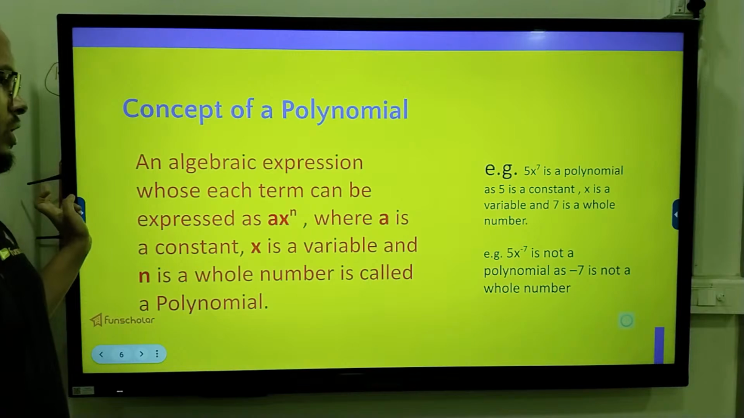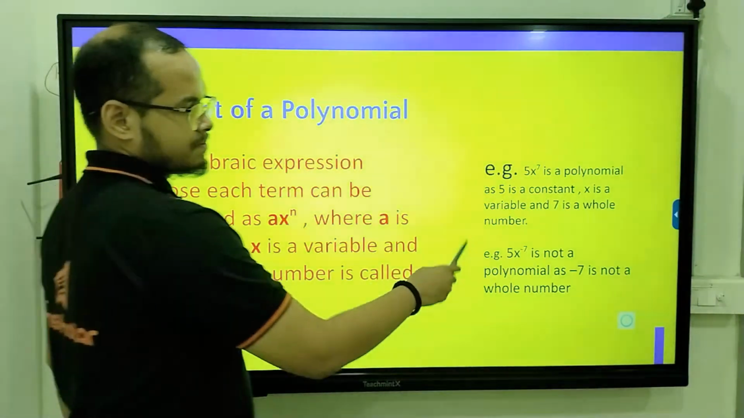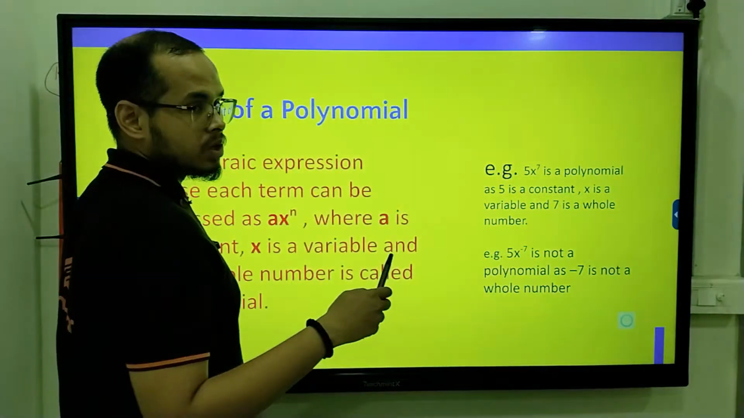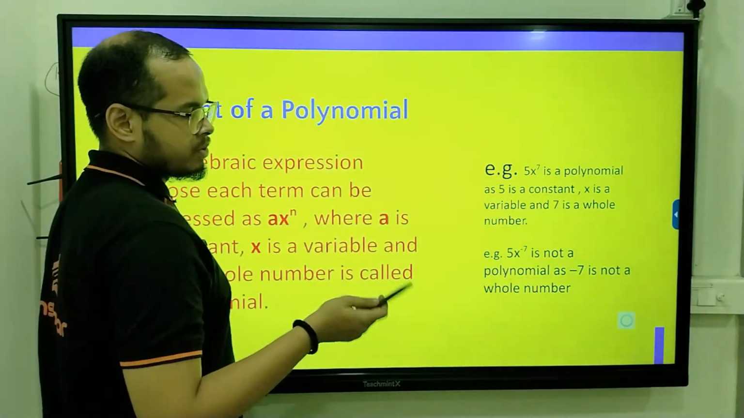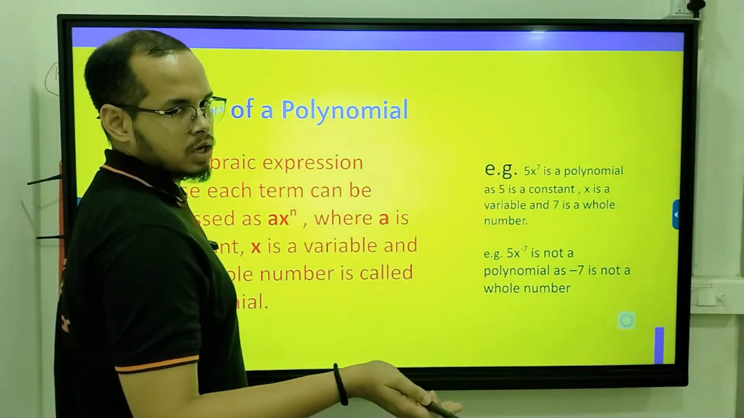But 5x to the power minus 7 is not a polynomial, because minus 7 is not a whole number, it's an integer.